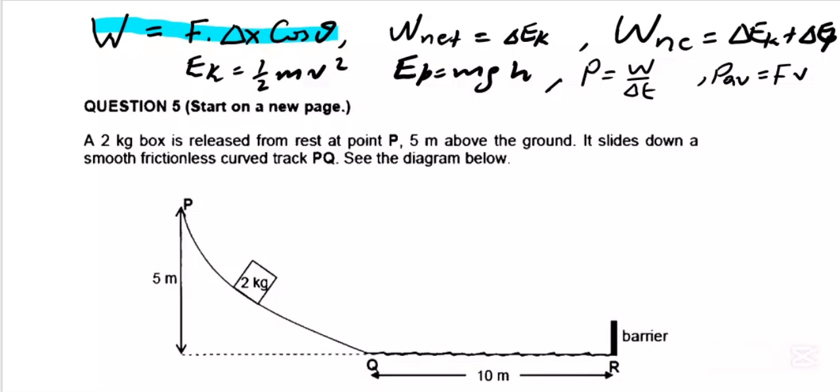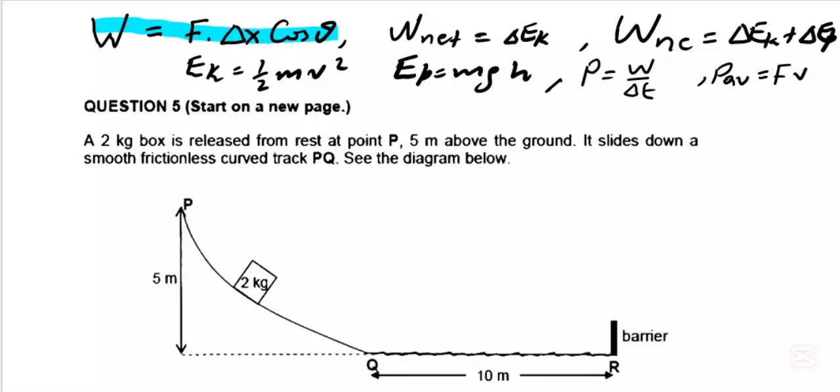So here we have force times delta x cos theta. F means any force. It can be a frictional force. It can be a gravitational force. It can be a force applied, tension. Then delta x is the displacement. Then we have cos theta.